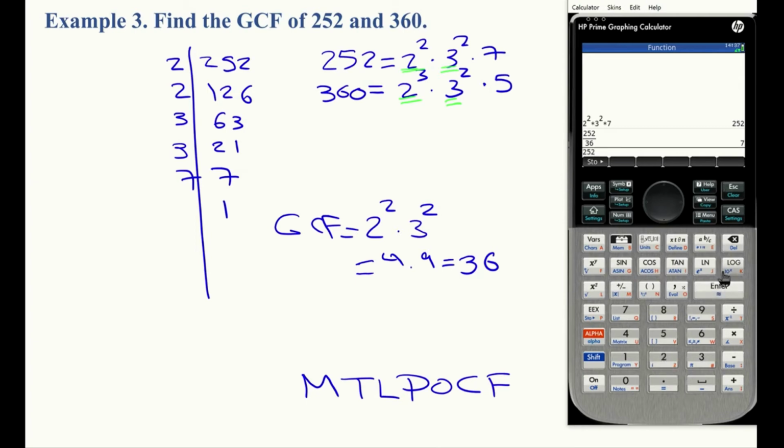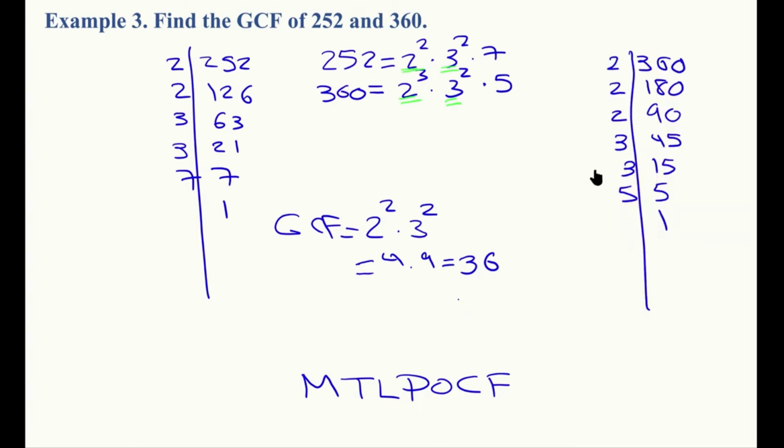I'm sorry, we did 252, so this time we want 360. Of course, we know that 360 divided by 36 is 10. That works too. So the really nice feature of prime factorization is how it can give us a nice procedure for finding the GCF of two or more numbers.